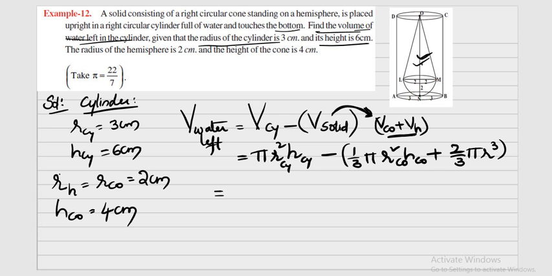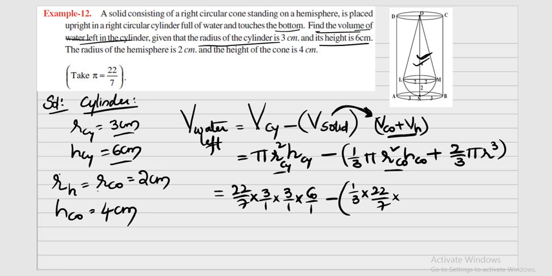Now when I substitute the values, this is 22/7 into the radius of cylinder, which is 3, so 3/1 into 3/1 into the height of cylinder, which is 6/1, minus, here this becomes 1/3 into 22/7 into the radius of cone, which is 2 centimeters, so 2/1 into 2/1 into the height of cone, which is 4 centimeters, so 4/1, plus, next, 2/3 into 22/7 into the radius of hemisphere, which is 2 cube, which is nothing but 8/1.